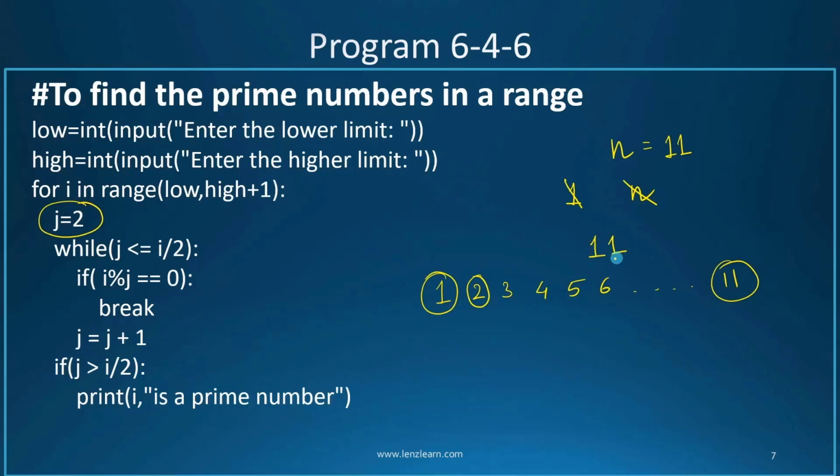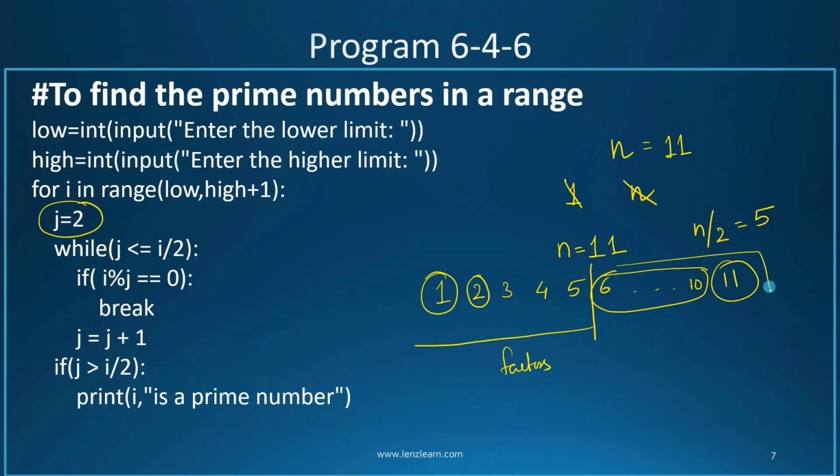Now in the previous program, I already discussed with you that you can identify the factors of a number only up to n by 2. So if n is equal to 11, you have to identify n by 2, which is 5 in this case. So you have to check only numbers from 1 to 5 to find factors of 11. Starting from 6 until 10, you will not get any factors, and 11 we already know is a factor. So this right side part, you don't have to check, right? That is why you can see here we are going until i by 2.